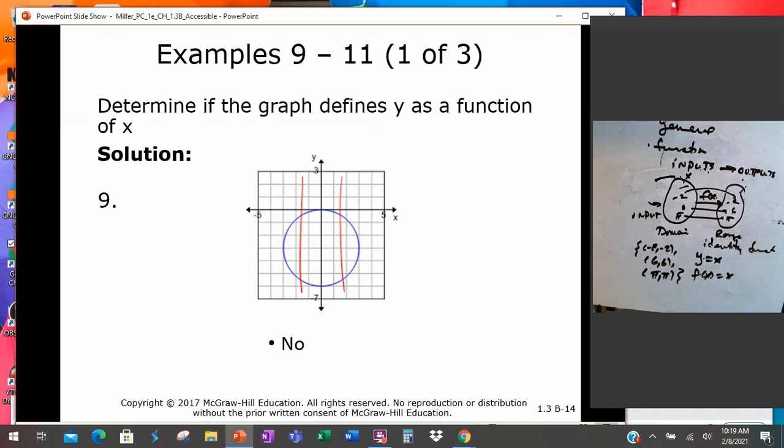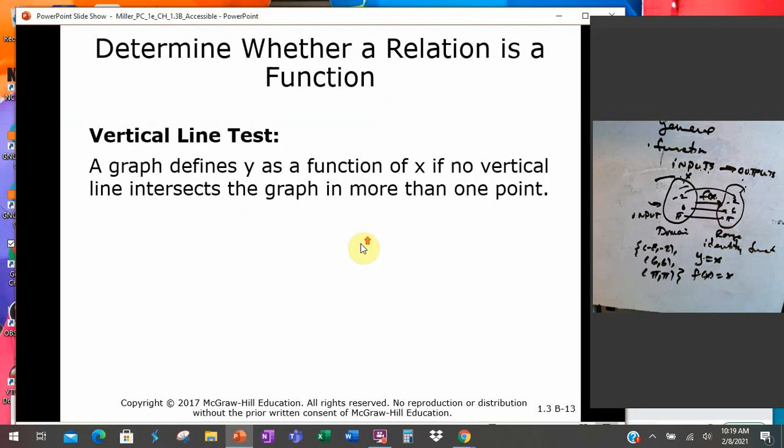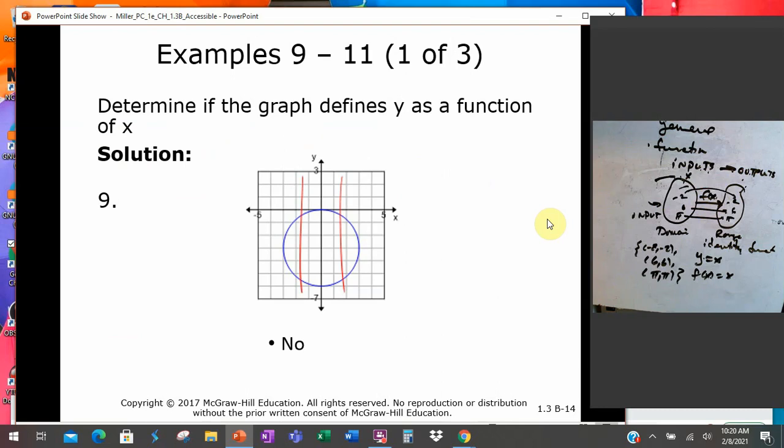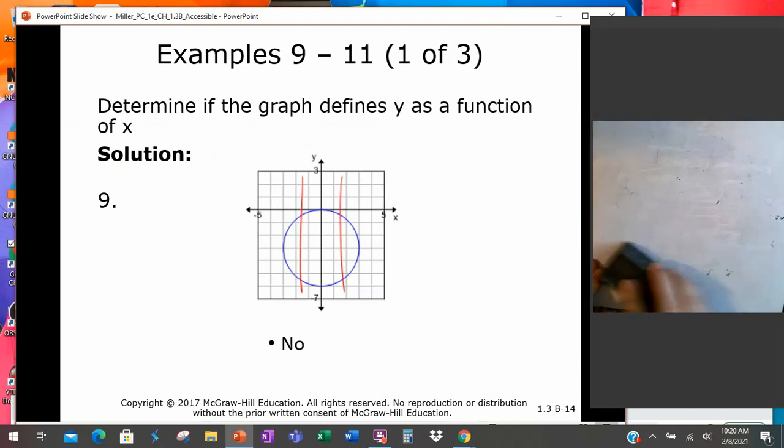So what about if I have a graph? Is there anything I can do to look at a graph and tell if it's a function? And there is. It's called the vertical line test. A graph defines y as a function of x if no vertical line intersects the graph in more than one point. Okay, so they've got that simple picture here.